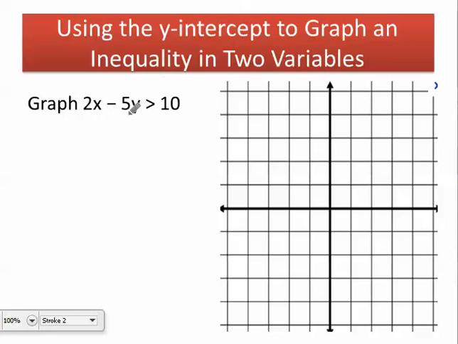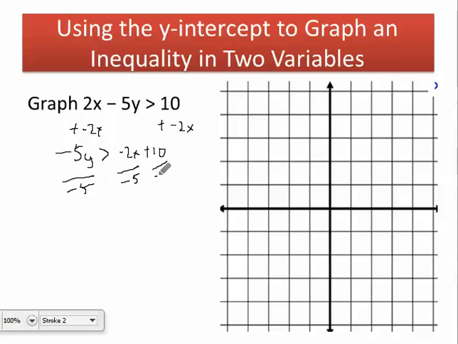How would you graph something like this? It's not in that easy form, Mr. Green. My response is, put it in that form. I'm going to add a negative 2x to both sides of this equation. Why did I add? Because when I add, I can use the commutative property. Okay? I'm going to get a minus 5y greater than negative 2x plus 10. Now I can use division, dividing by negative 5.